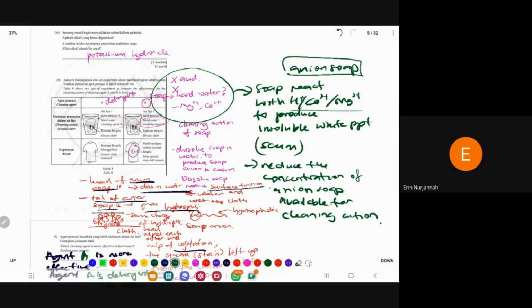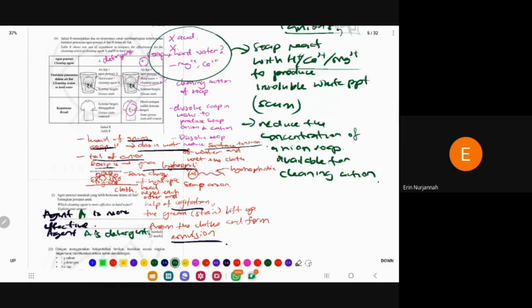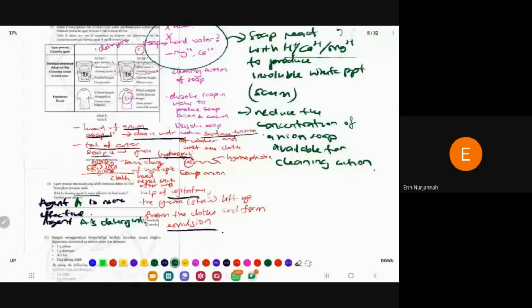Okay, so A is the detergent. You haven't explained yet why it can react with hot water. Because agent A does not... like how you answer your biology, make it into a negative statement. When they ask you to explain, what do you mean by negative statement?